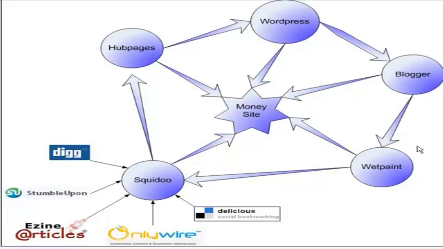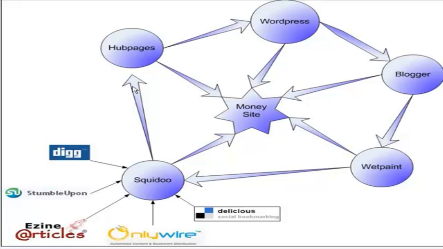Now typically a link wheel may have more, may have less, it depends on how many you want to create. But you can see what we do is that each of these spokes is linking to another one of the spokes and to the money site. Now obviously you don't have to link in the order like this. Wetpaint might link to Hub Pages might link to Squidoo, which links to WordPress, and so on. But you would link them to each other because that helps boost them all up, and then obviously they all link to your money site.